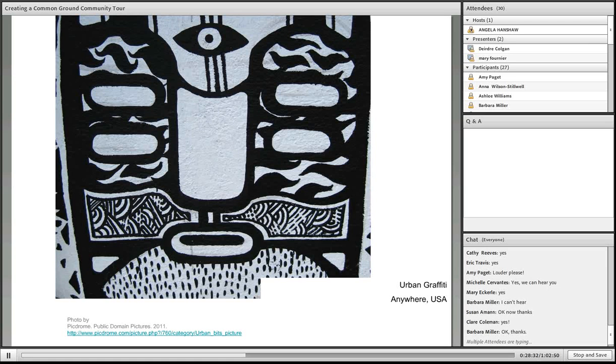There's always controversy about graffiti, but I feel like this is just such a beautiful example. It's almost tribal in its nature. And this is the kind of graffiti that can improve neighborhoods rather than take away from them. So once again, if people have a strong opinion about graffiti, I think it might be interesting just simply to talk about that on your tour and explore what that means for different people.